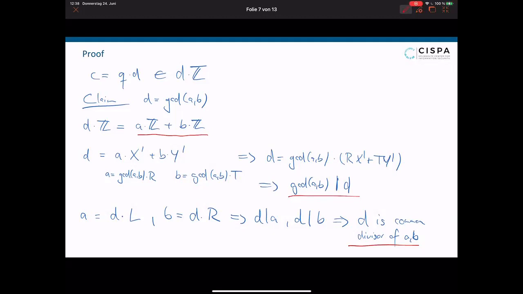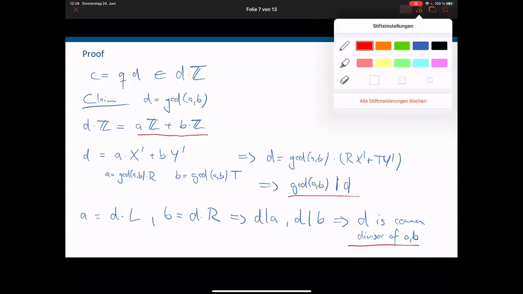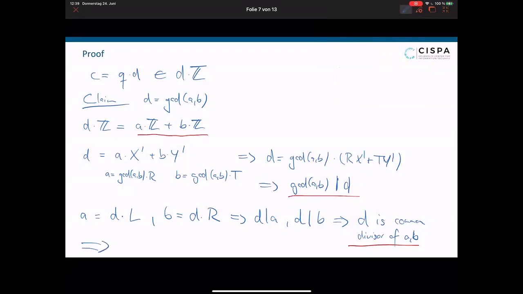So if D was strictly bigger than the GCD, then it would be a common divisor which is bigger than the GCD, which just violates the definition of GCD. We would have found a common divisor which is bigger than the GCD. So with that, we conclude that D equals GCD of A comma B, and the proof is done.